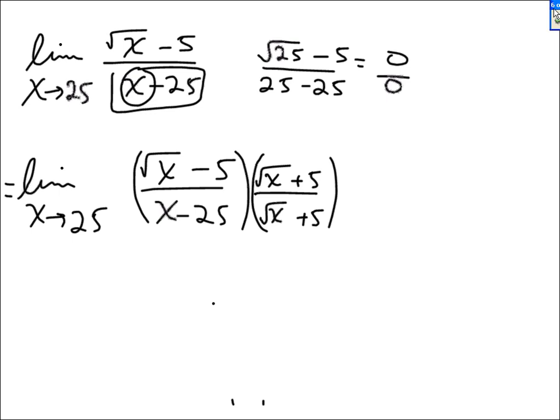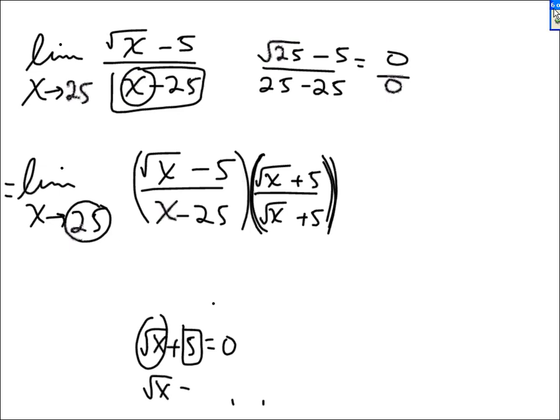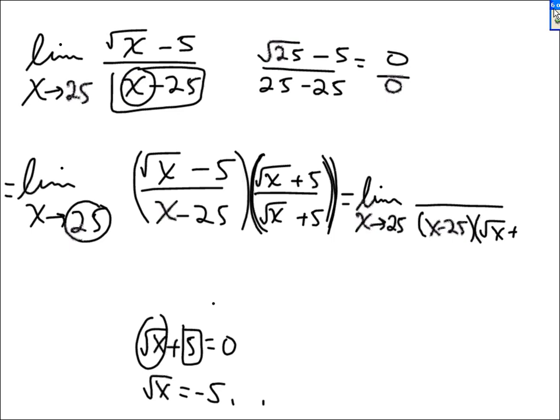Now for the record, since x is near 25, this will never be 0 over 0. In fact, the square root of x plus 5 cannot equal 0, because if this plus that equals 0, then the square root of x must equal negative 5. But that can't be. The square root of something is never negative. Okay, nonetheless, we do the multiplication only for the numerator. The bottom is just x minus 25 times the square root of x plus 5. And the top, they're conjugates.